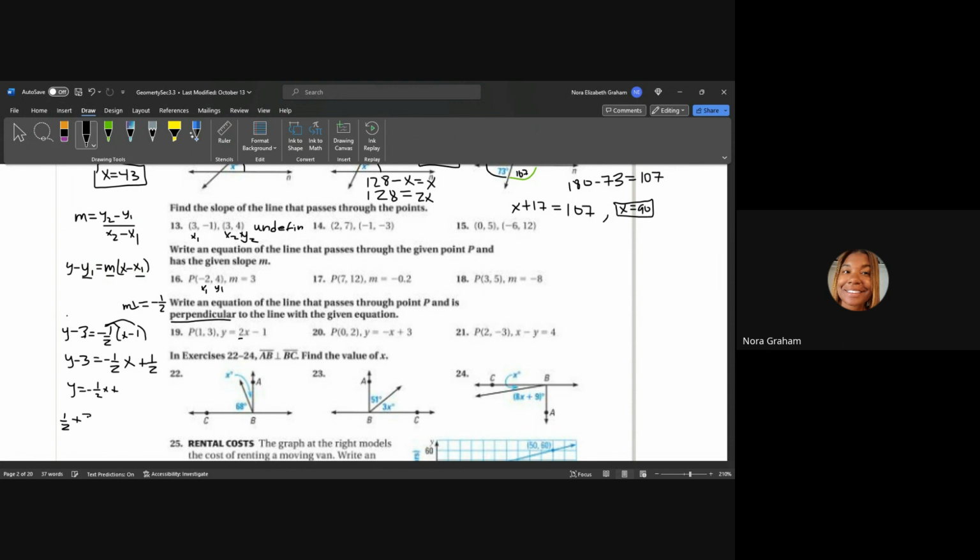I can make 3 look like a fraction, 3 over 1. I need to get a common denominator before I can add my numerators. The common denominator is going to be 2. Remember, whatever I multiply the bottom by, I have to multiply the top by. Or you can think of just cross multiplying. So 6, and this is 1. So I'm going to get 7 over 2.